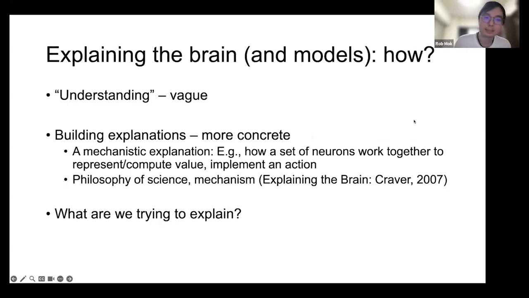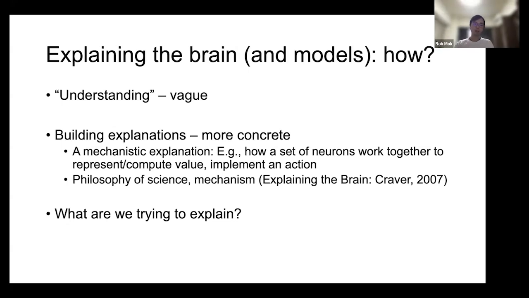So how do we understand the brain? Or rather explain, because understanding is kind of a vague term. Explanation may still be a bit relative, but at least it's a bit more concrete, right? In the philosophy of science and philosophy of neuroscience, mechanistic explanation is relatively clear. For example, how things work together, like in our case, neurons or units work together to represent or compute something like value, or how they work together to implement an action.